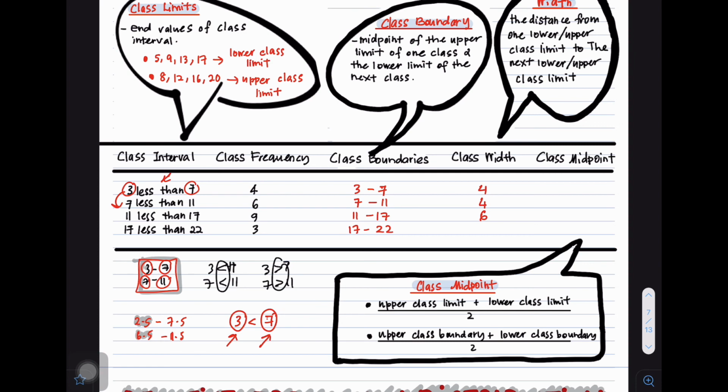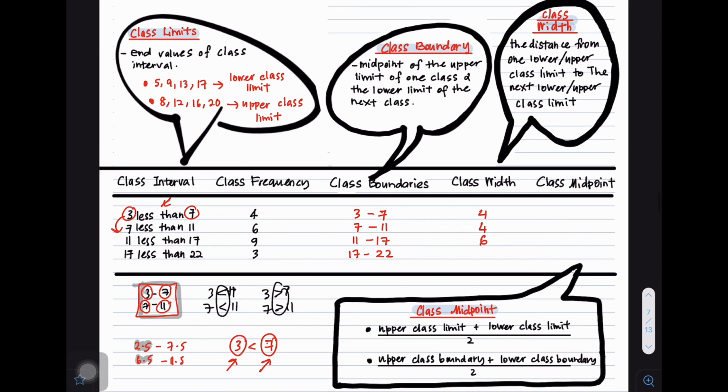And the next class will be 22 here, right? Because this one is 22, so 17 to 22 will be 5. So this one is the class width. So if you see, the class width is sometimes different between the classes. So you need to check. Please don't just copy the first class width. Kita kena check. So sometimes dia punya class width adalah different.